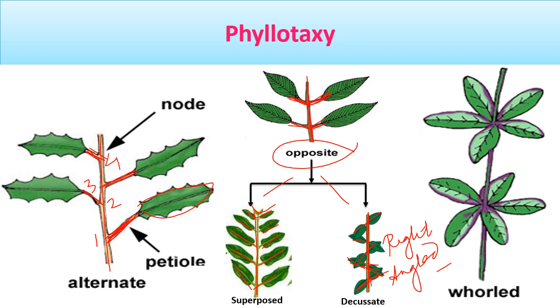In this third case, you can see this is the branch and there is one common point of attachment of all leaves. So 1, 2, 3, 4 and 5 different leaves are arising at one node, and this type of phyllotaxy is called whorled type of phyllotaxy.